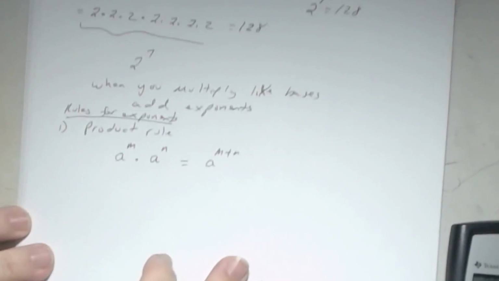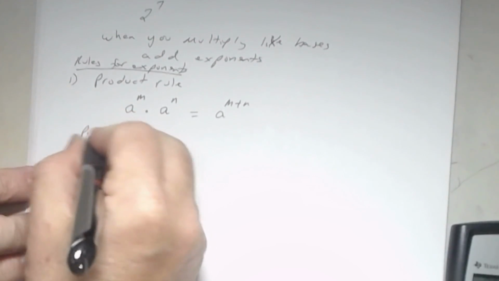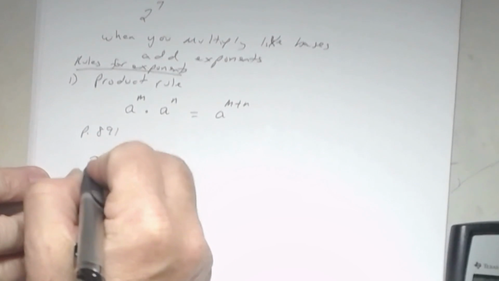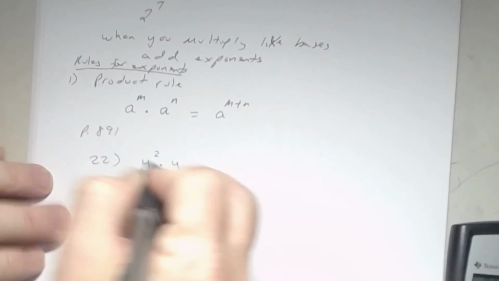All right, so let's look at some problems with the product rule. So this is on page 891. And let's look at 22. So 22 is an easy one. We have y squared times y.